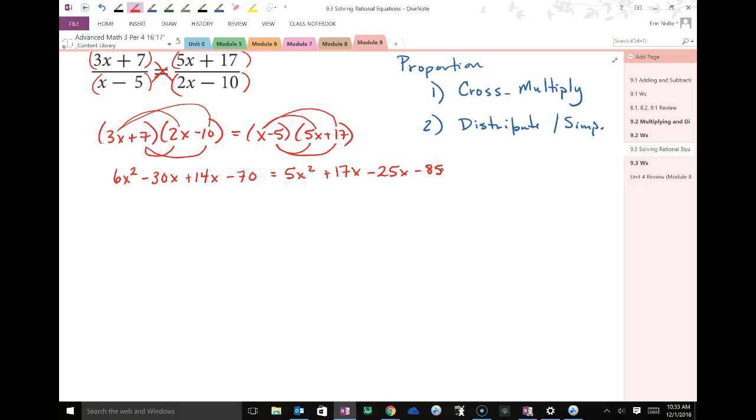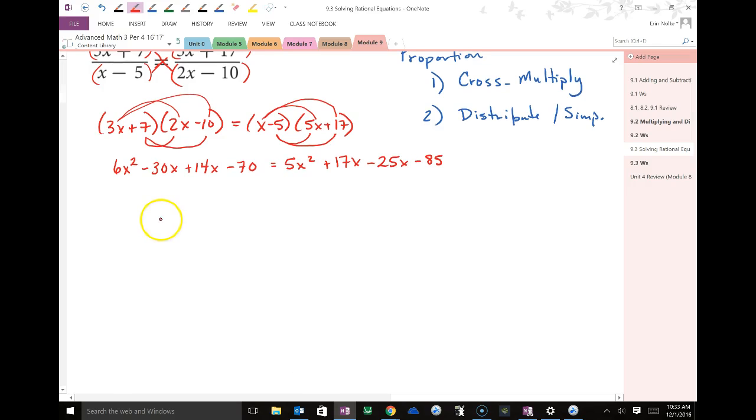So can I just kind of go at this and you guys follow? We'll see how you do. Okay, so first step would be to subtract the 5x squared. So I have 6x squared minus 5x squared, which is x squared.